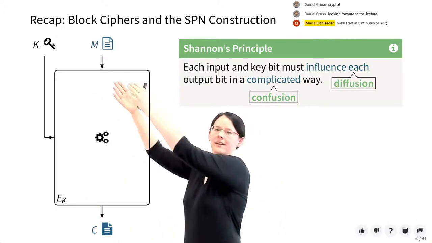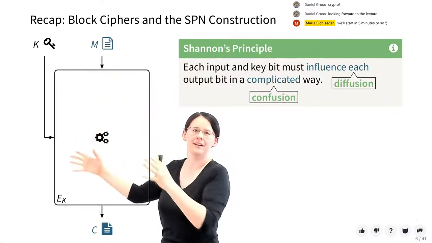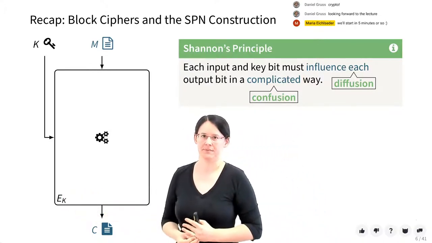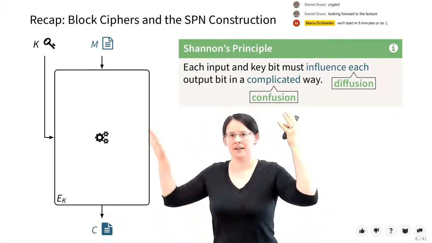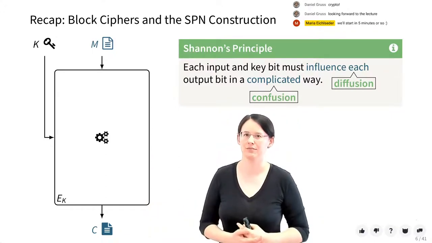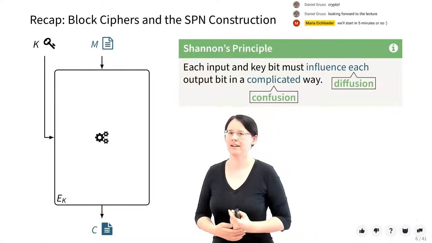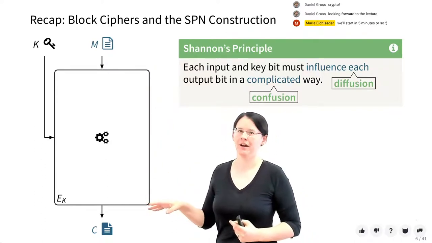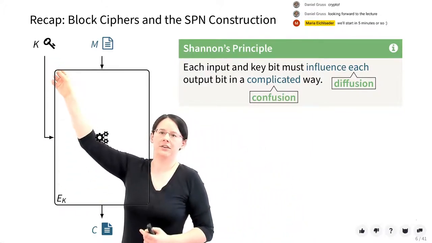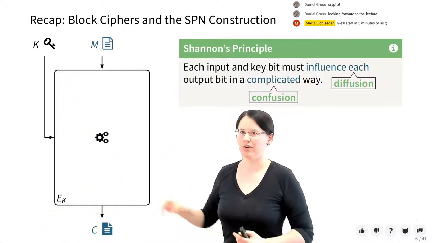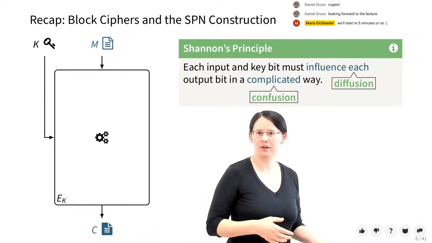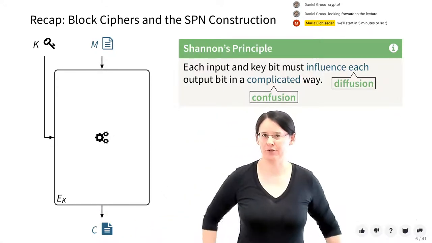So it should quickly, the effect of one small difference should quickly propagate to the entire state and thus influence all of the ciphertext. And the second thing is that this way of influencing should be complicated. The classical term for this is confusion. In other words, it shouldn't be a very simple relationship. Like, for example, this first bit here is copied to all outputs, or toggling this bit toggles all of the output bits. That would be a very simple behavior.